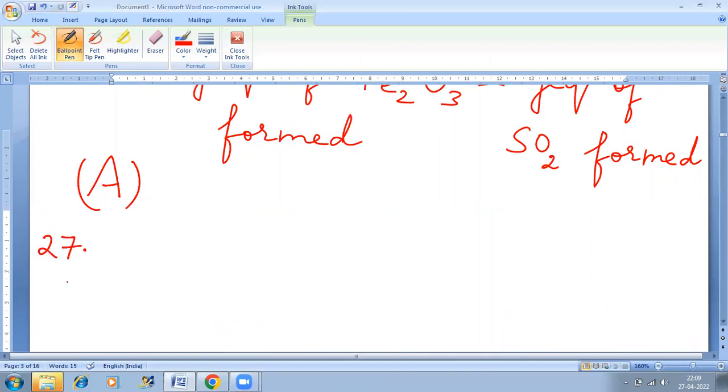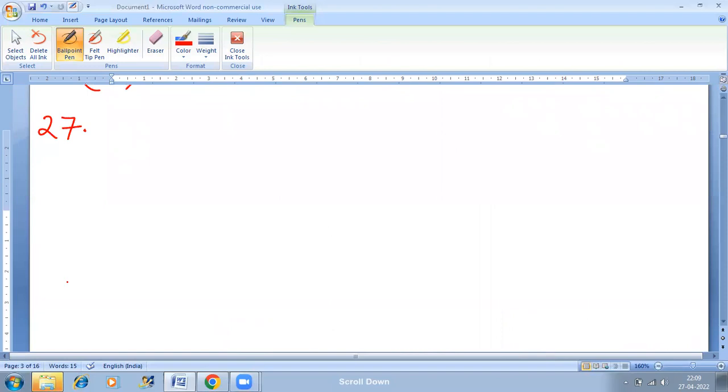27. Now, see, the sample contains Na2CO3 or something else, or a mixture of Na2CO3 and NaHCO3, or a mixture of NaHCO3 and NaOH, or only NaHCO3. We don't know, because there are 4 different options here. So what we can do is we can check one by one. So let's check the first option. Let's assume that only Na2CO3 was present and nothing else was present along with Na2CO3.